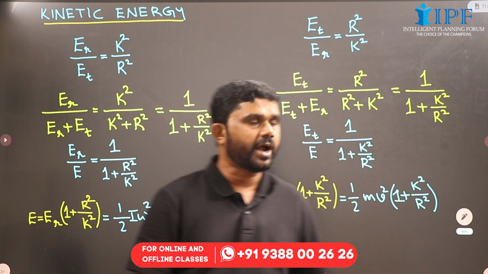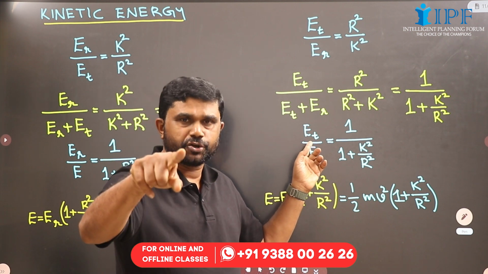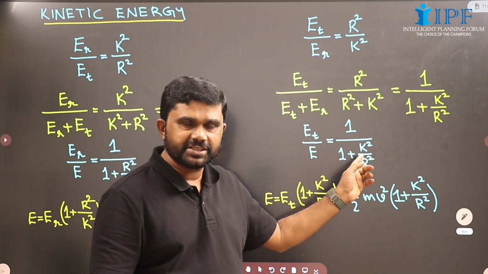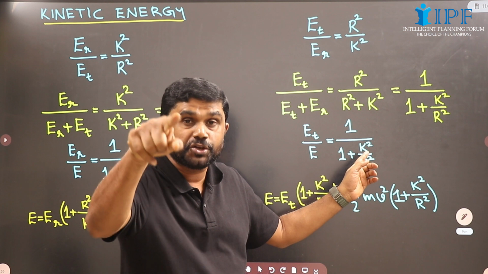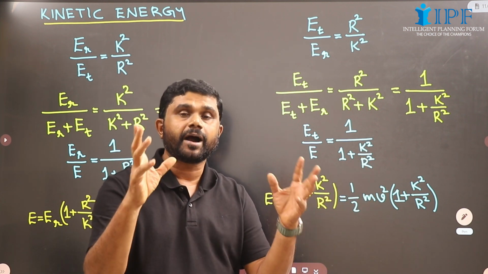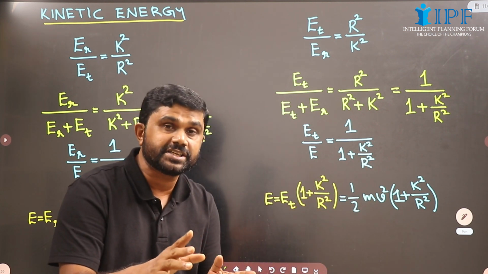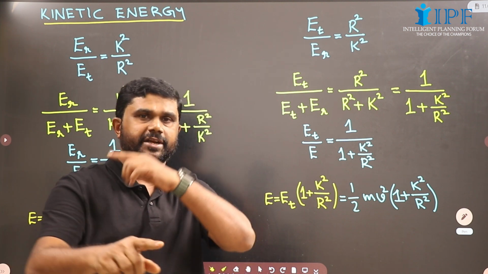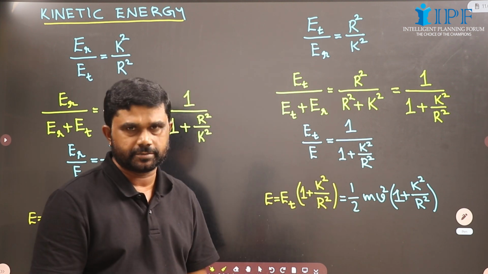And here we have translational in the numerator. So when you simplify this, R square should come in the numerator. R square will come in the numerator only if it is in the denominator of the denominator. Means it must be K square by R square.